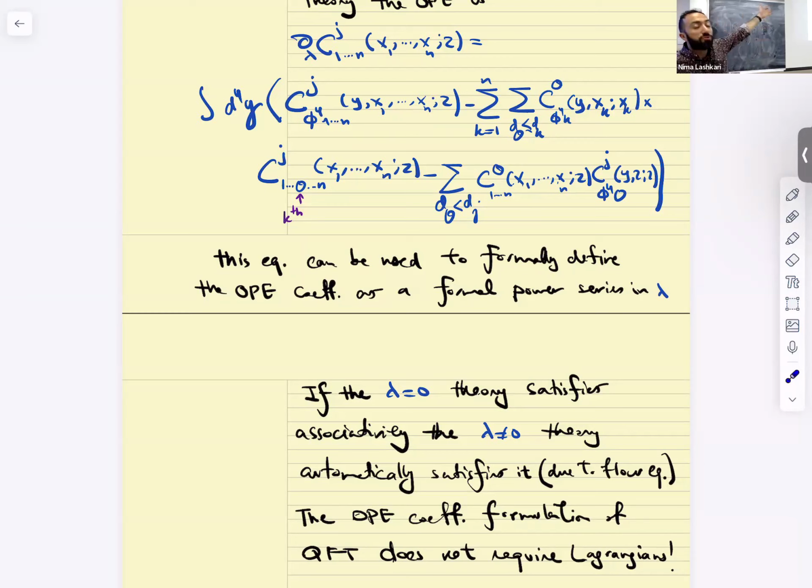Well, examples of that would be 2D CFTs. 2D CFTs satisfy these equations. Some 2D CFTs we don't have a Lagrangian formulation for.